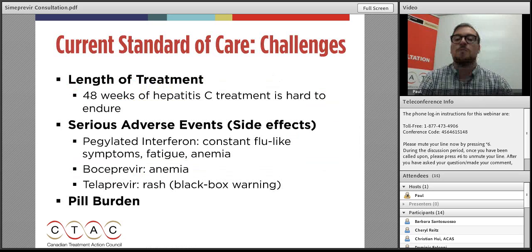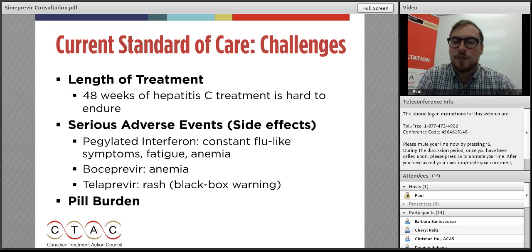And that leads us to some considerations around challenges associated with the current standard of care for hepatitis C. For those on the webinar who have been living with hepatitis C, who have undergone treatment before, or anybody who provides care or services to people living with hepatitis C and undergoing treatment, none of these should be any kind of a surprise. As I said, the length of treatment, a nearly full year, is very hard to endure. And one of the biggest reasons is that hepatitis C treatment is currently associated with very substantial serious adverse events, another word for side effects.